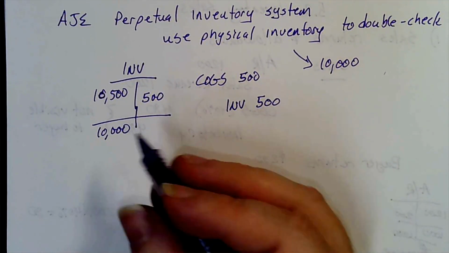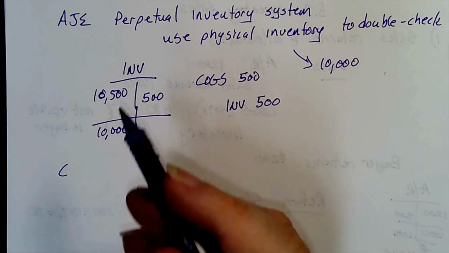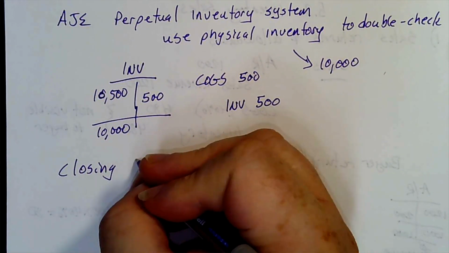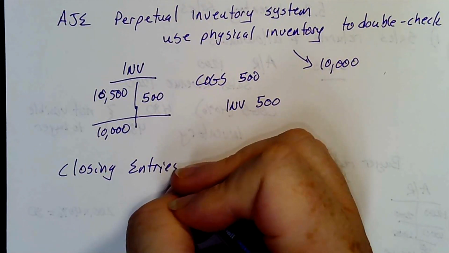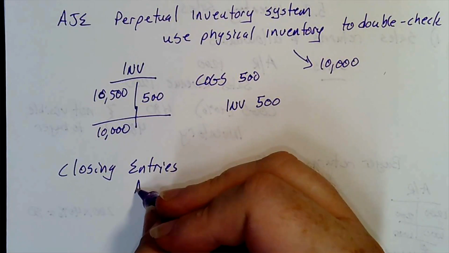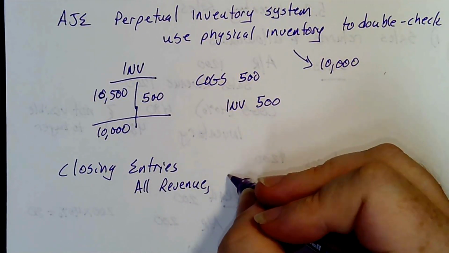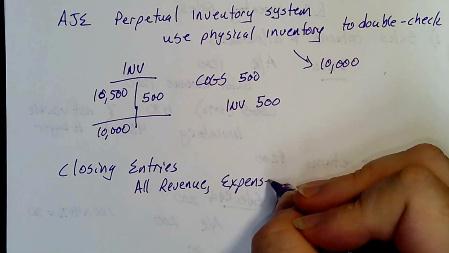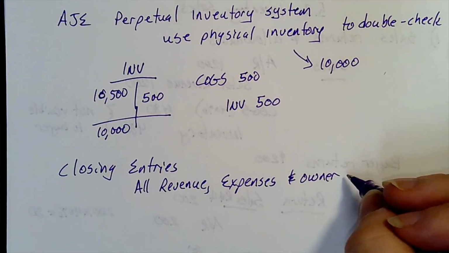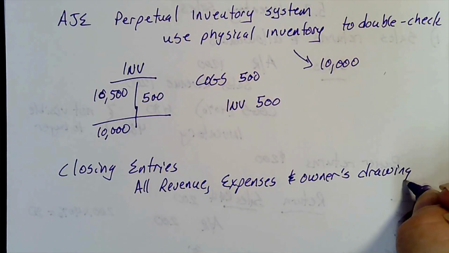Our next item is closing entries. So we're kind of working through the accounting cycle. We looked at the normal journal entries. We looked at the adjusting journal entries. Now let's look at the closing entries. And just remember, the purpose of closing entries was to take all the revenue, expenses, and owner's drawings, although in this little example we don't have any of that, and reset them at zero.